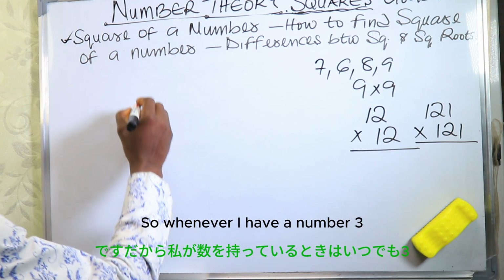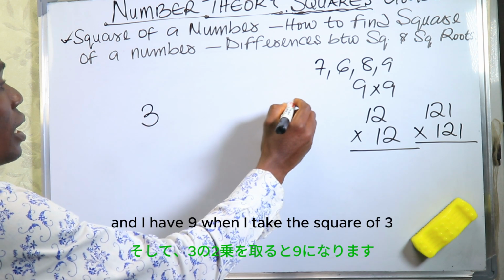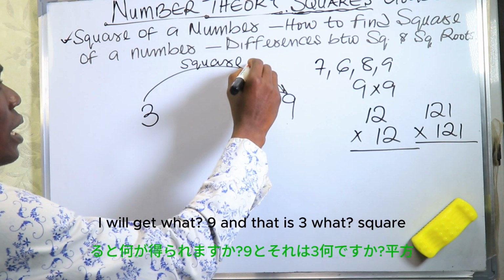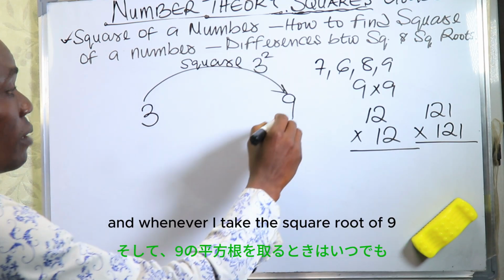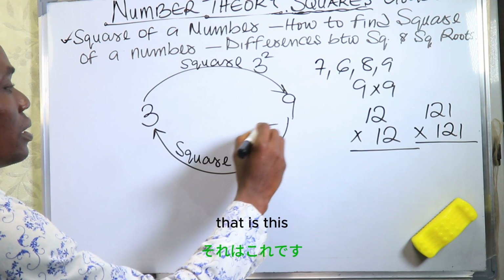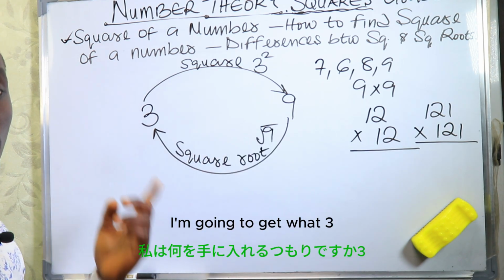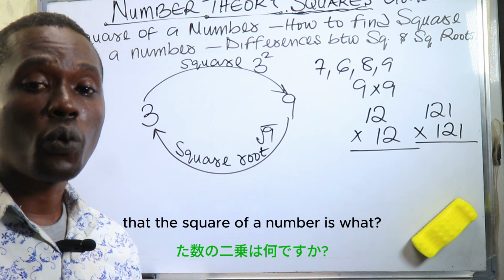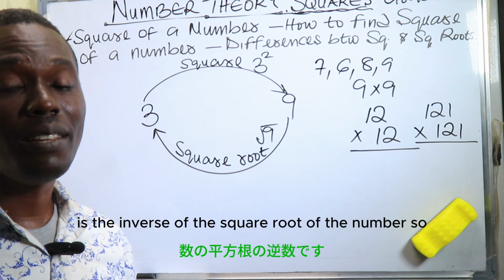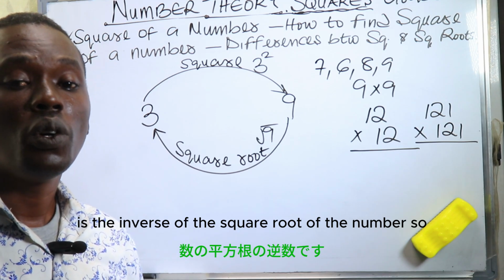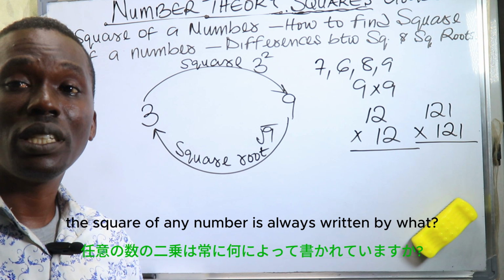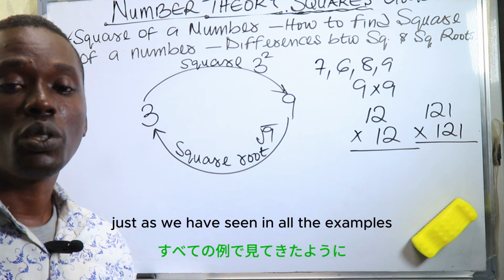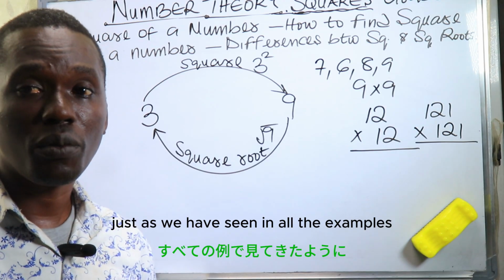So whenever I have a number 3 and I have 9, when I take the square of 3, I'll get 9, and that is 3 square. And whenever I take the square root of 9, I'm going to get 3. So, as I taught you in this class, the square of a number is the inverse of the square root of the number. So, the square of any number is always written by raising the exponent of that number by 2, just as we have seen in all the examples we've talked about.